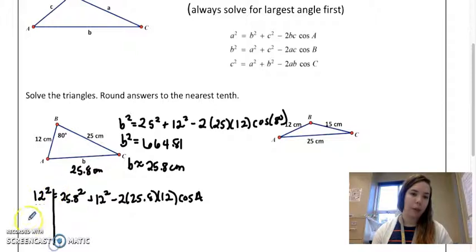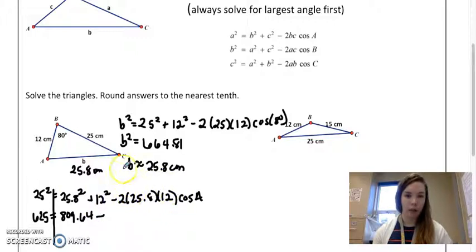So obviously here I have 144. Or actually not 144, that's wrong. It's 25 squared, because little a is 25. So 625. Now I'm going to simplify what I can here. So I'd have 809.64. That's this piece. I squared those and added them together. And then I'm going to multiply all of this together.